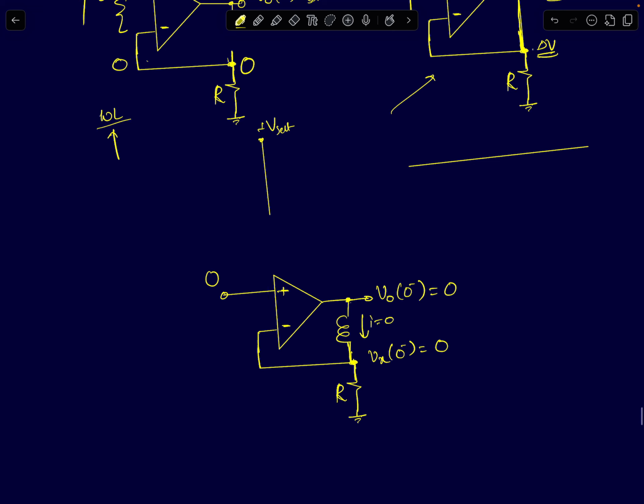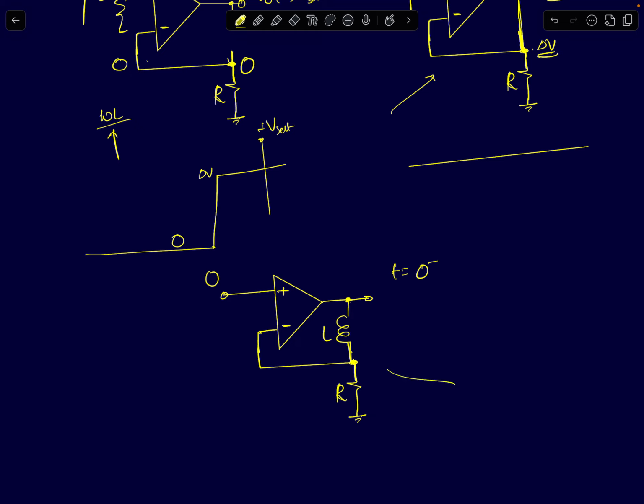Before we actually analyze this circuit, first we need to find out the initial conditions. How does this circuit behave at t equal to 0 minus? Since it's a step input, the input's value at t equal to 0 minus is 0, right? The step arrives only at t equal to 0, when it jumps to delta V volts. Before that it is 0 volts. We are going to assume that this RL differentiator circuit has reached a steady state even before the step input is applied.